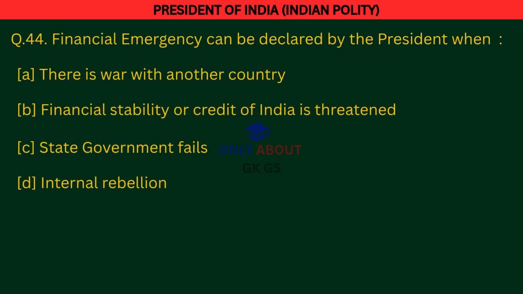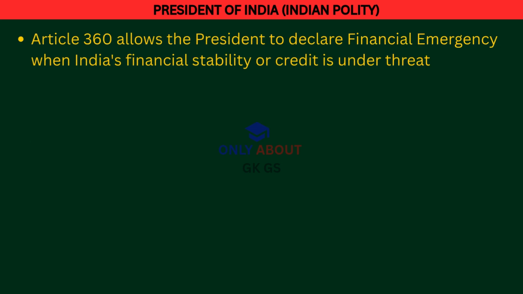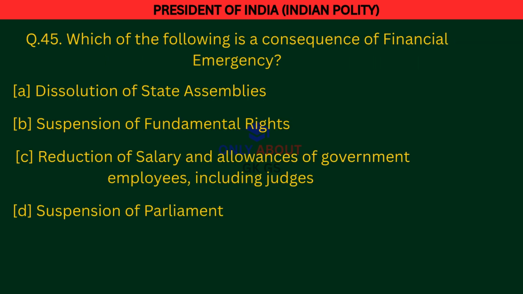Next question. A financial emergency can be declared by the President when the financial stability or credit of India is threatened. Article 360 allows the President to declare a financial emergency when India's financial stability or credit is under threat.